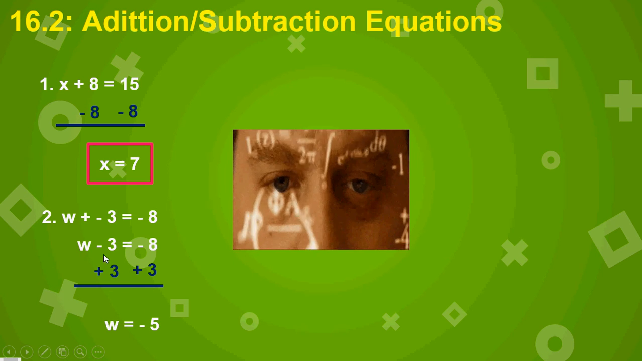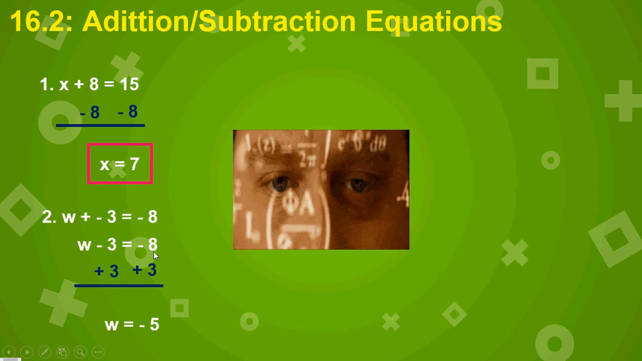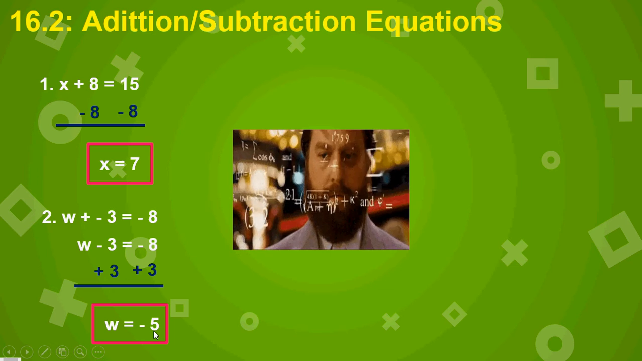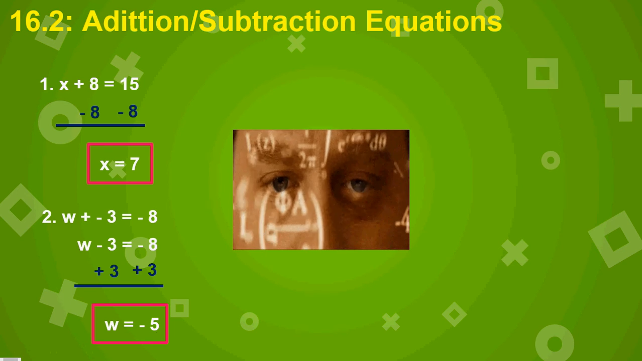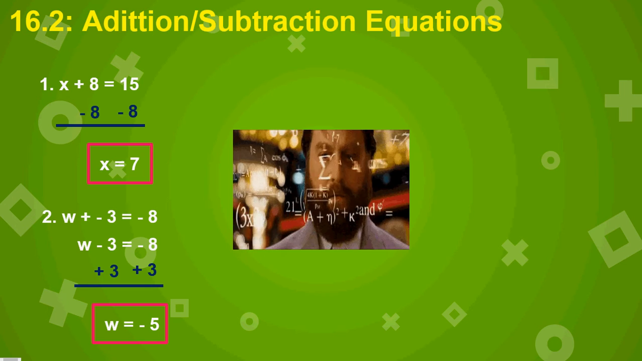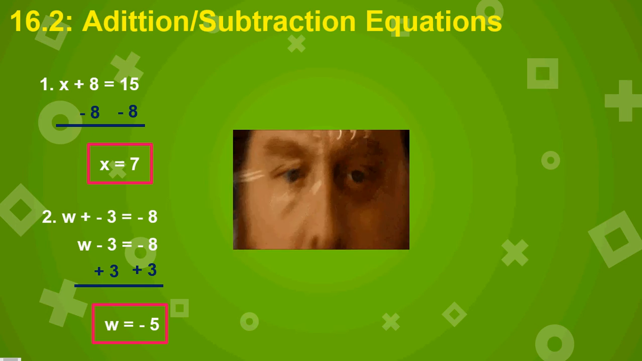W is this one. Minus 3 plus 3, 0. And minus 8 plus 3, minus 5. My answer is minus 5. Okay. Let's continue.